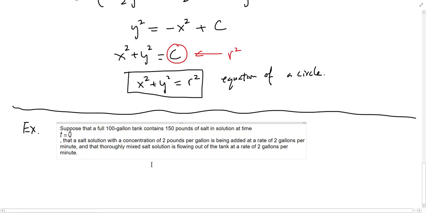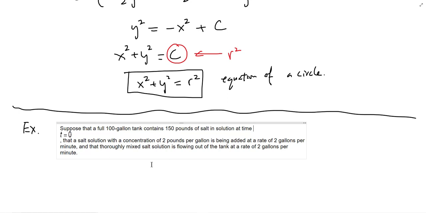It's okay. So suppose that a full tank... This is a basic mixture problem, where you try to dissolve some kind of solution into a tank, and see how that solution behaves when you have some flow rate that changes the solution. So here we describe the following scenario. Suppose that we have a full 100-gallon tank. When I say full, that means this tank has 100 gallons of liquid inside. And this tank contains 150 pounds of salt.